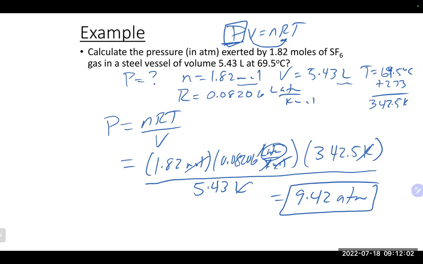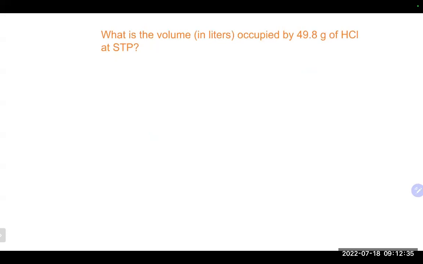Any questions on that calculation? Variations of this are that a lot of times you may be given grams, and you have to use the molar mass to get the moles. Again, that's a common one, in addition to the temperature. And a lot of times gases are measured in milliliters, so converting milliliters to liters is another very common thing you have to do with the ideal gas law. Any questions on that? All right, why don't you give this one a go?